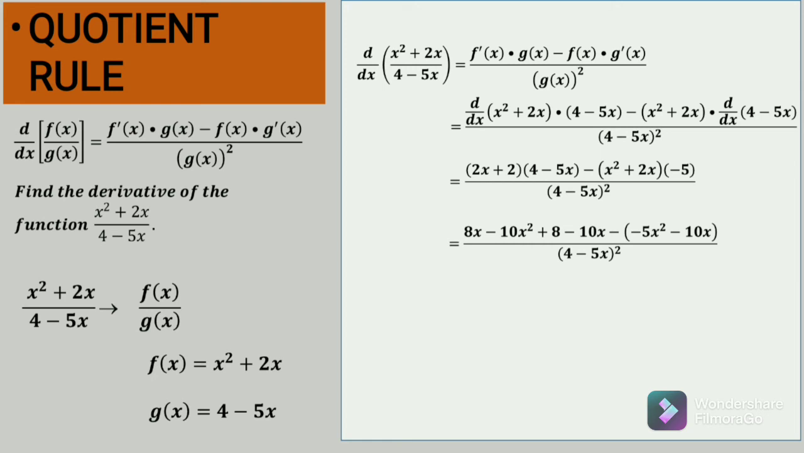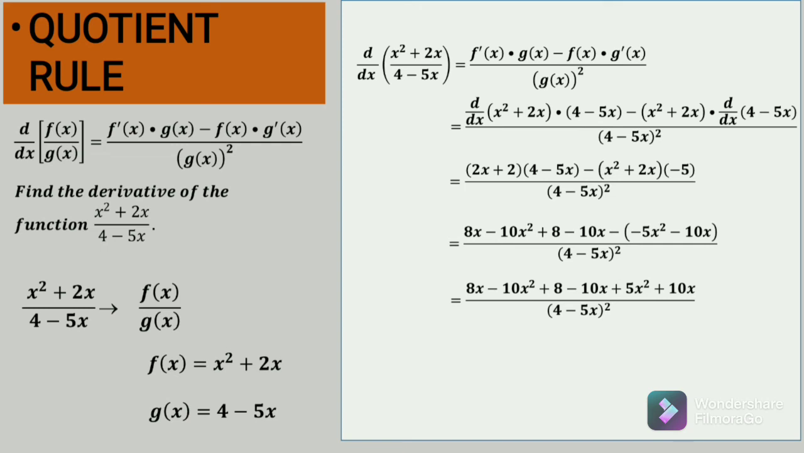Then let's perform the distributive property. So x squared times negative 5 is negative 5x squared. Then 2x times negative 5 is negative 10x squared. Then copy the denominator. Then let's simplify. So 8x minus 10x squared plus 8 minus 10x. So negative times negative 5x squared is equal to 5x squared. Negative times negative 10x is equal to positive 10x.